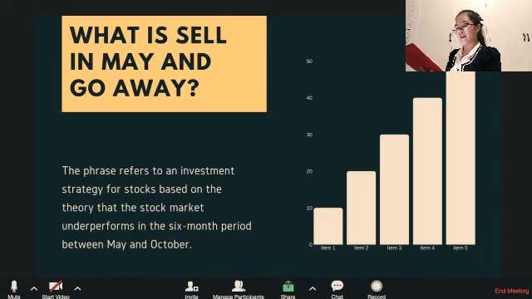Sell in May and go away refers to a well-known statement in the business and financial world. The phrase refers to an investment strategy for stocks based on the theory that the stock market underperforms in the 6-month period between May and October. In contrast, the period between November and April sees much stronger stock market growth. If investors follow the strategy, they sell stocks at the start of May and have the proceeds held in cash. Then, the investors would invest again in November. By adhering to this strategy, the investors would avoid holding stock during the summer months.